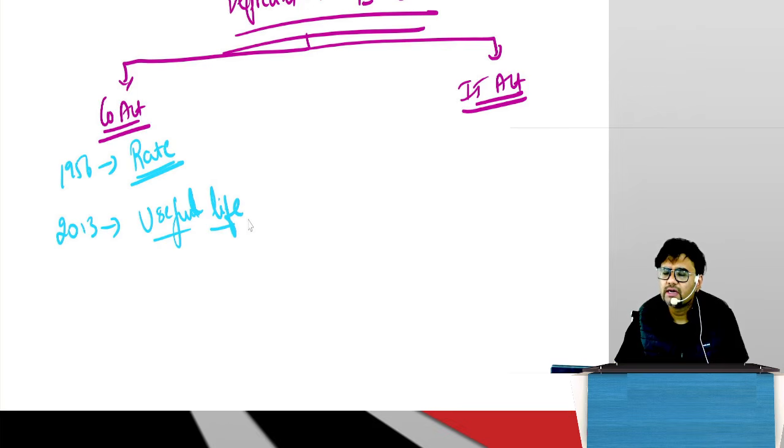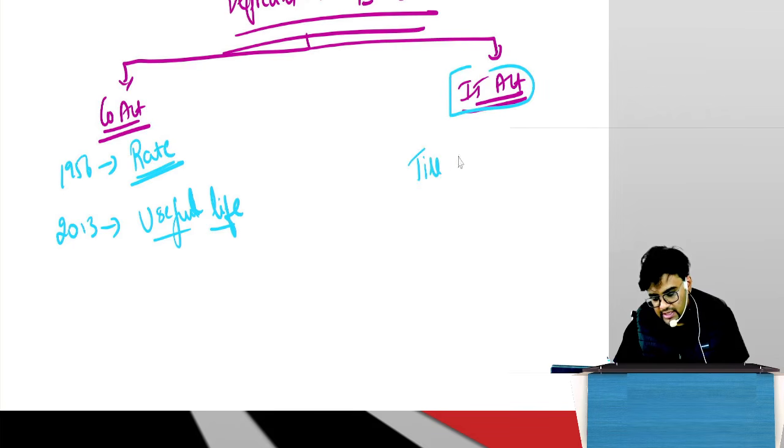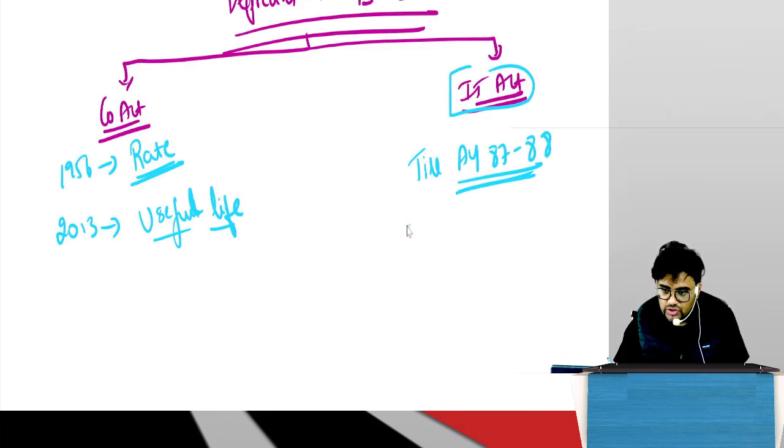Means in the current Companies Act, against each asset, they have given useful life. 10 years, 20 years, 15 years. So you will divide the asset by 15, that will be the depreciation per year. Income Tax Act, till assessment year 87-88, way before all of us were born, there used to follow a method called single asset method, which I am going to explain now.